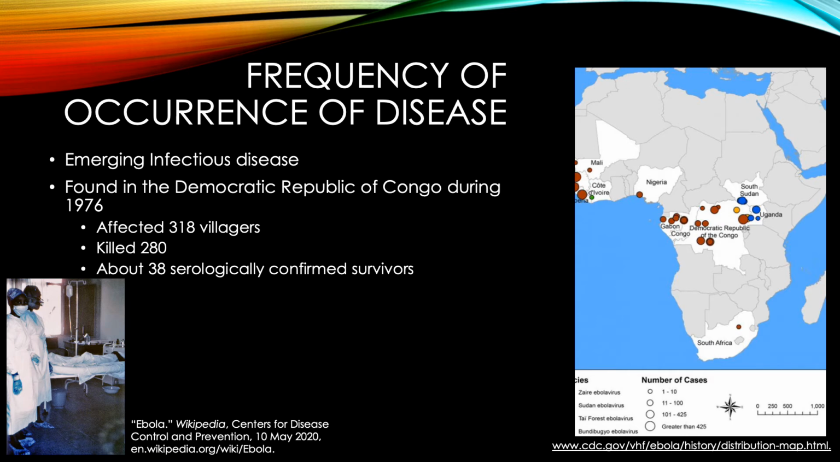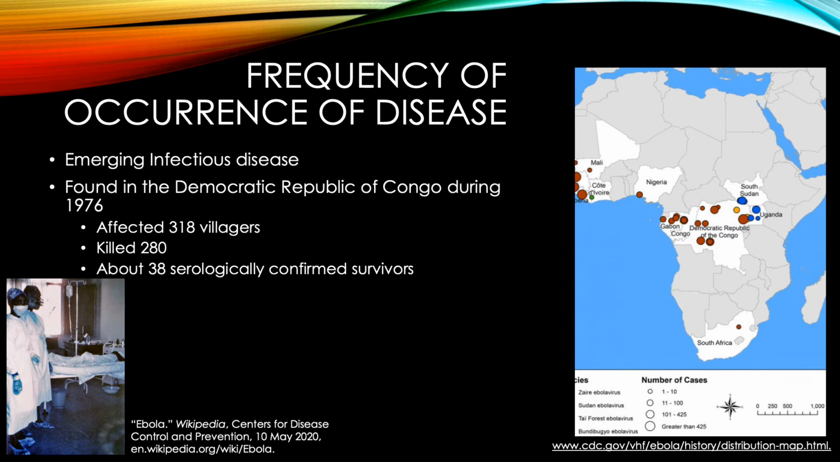The frequency of occurrence of the disease: the Ebola virus is an emerging infectious disease that frequently occurs in Central, Eastern, and Western Africa. The first Ebola virus outbreak, the Zaire Ebola virus, occurred in the Democratic Republic of Congo during 1976. During that outbreak, it affected 318 villagers and killed about 280 of them. There were about 38 confirmed survivors during 1986 from Ebola. Those that have survived develop antibodies from this disease.